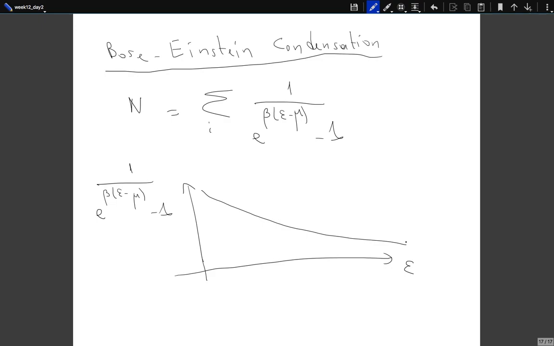Now what happens when I lower the temperature? Well, when I lower the temperature, beta just becomes larger. So it decays faster exponentially. Now let me just slightly change this graph. You see, as a function of epsilon, when epsilon is equal to mu, it diverges.